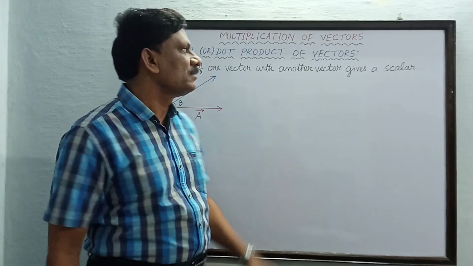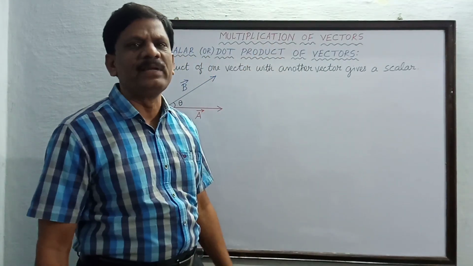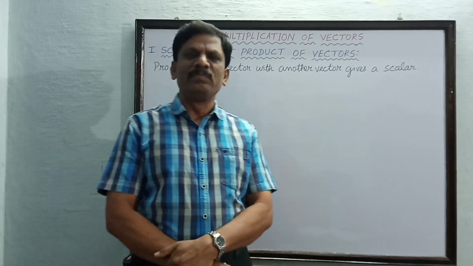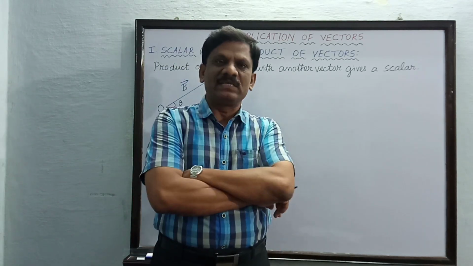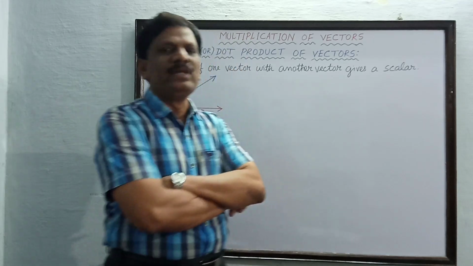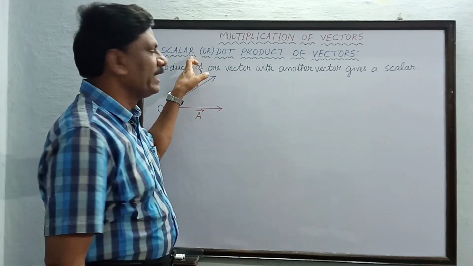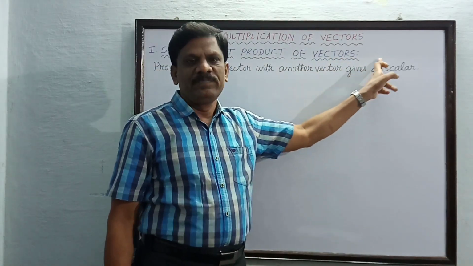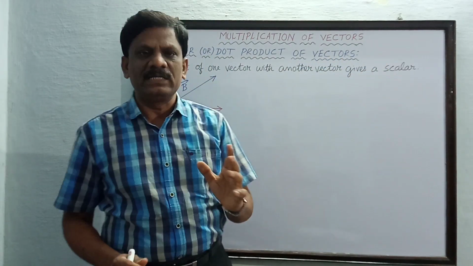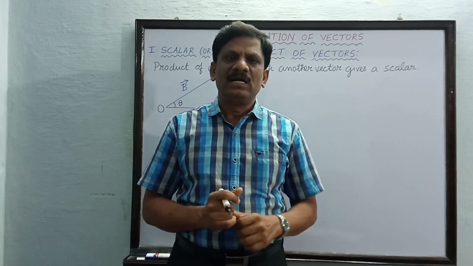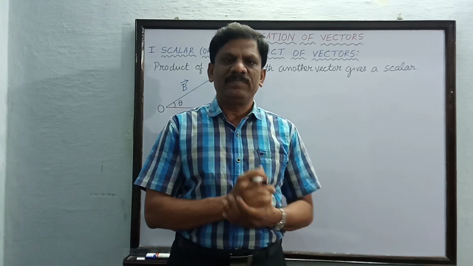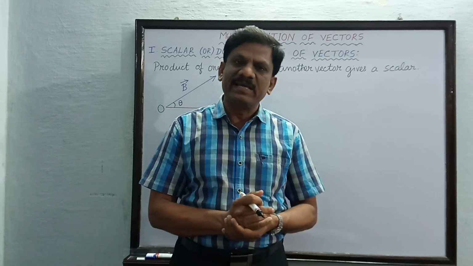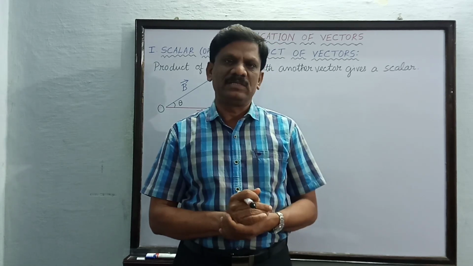Hi students, now we are going to discuss multiplication of vectors. There are two methods of multiplying one vector by the other vector. One type of multiplication of vectors is called a scalar product or dot product of vectors. When you multiply one vector by another vector and get a scalar, then such a multiplication of two vectors is called a scalar product or dot product.